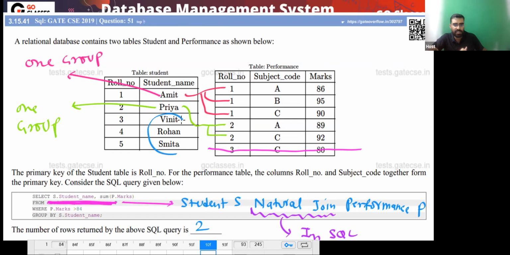There is no group for Vinit, Rohan, and Samita, because they are removed in this from clause with the natural join. So you can do this natural join. This is another variation possible. Is this clear to everyone?